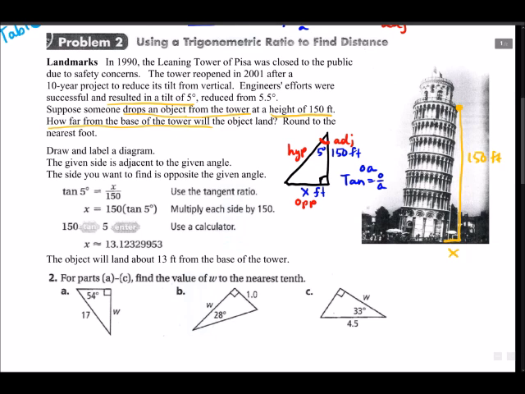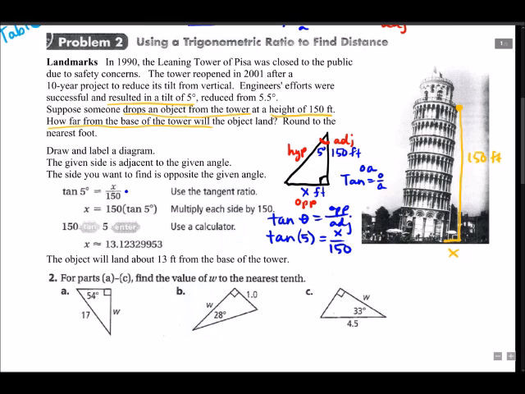So we write our formula. Tangent of theta equals opposite over adjacent. And I fill in the tangent of 5 degrees equals, what's the opposite? It's x over the adjacent is 150. Now, tangent of 5 is just a number, and your calculator knows how to deal with it. So how would we solve? Let's go over to the written problem here. How would we solve for x?